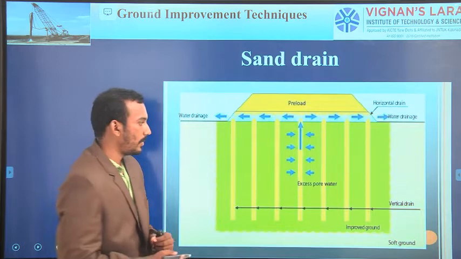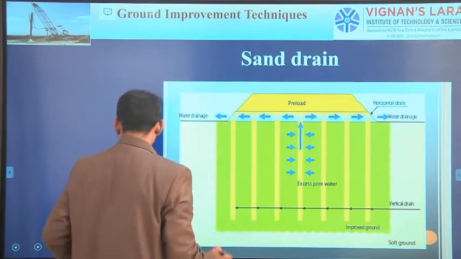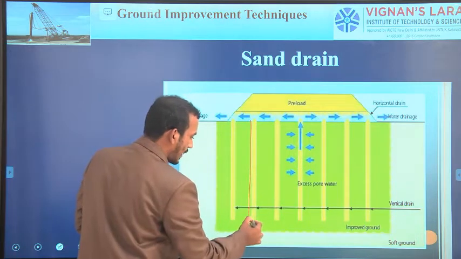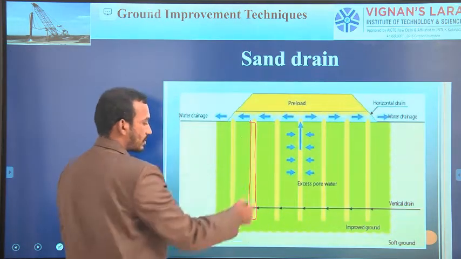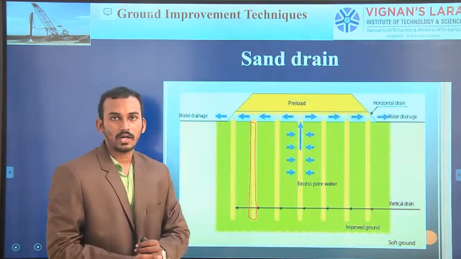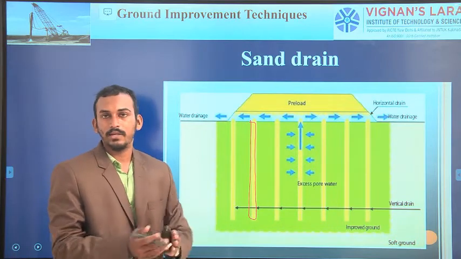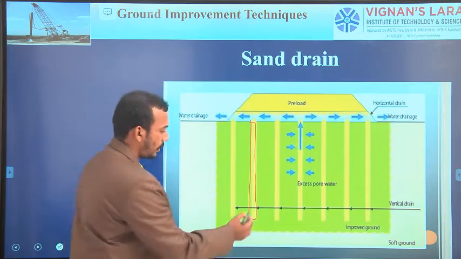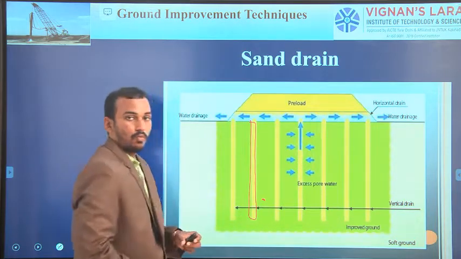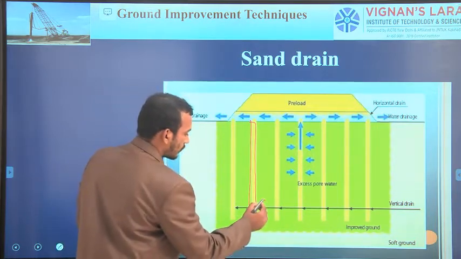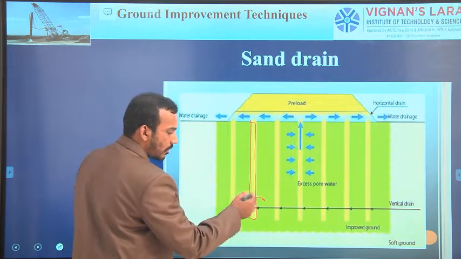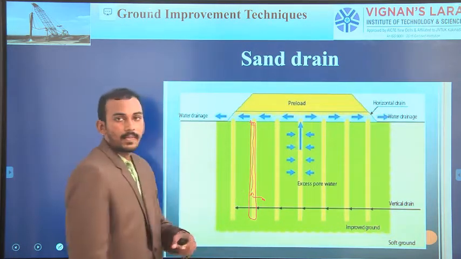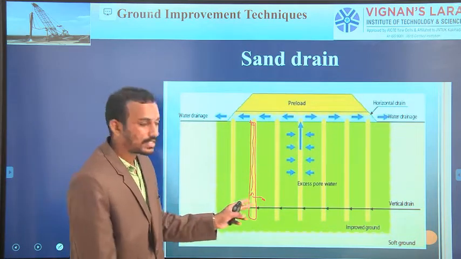The implementations are, we are placing a sand drain here. This is a sand drain. Okay, drain means what? Some carrying medium. Here the sand is carrying the water. Here we have a water molecule. So the water molecule first enters the sand drain, then it can easily move to the top. Why? The permeability of sand is very high.